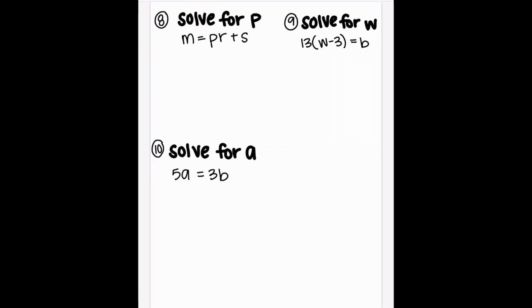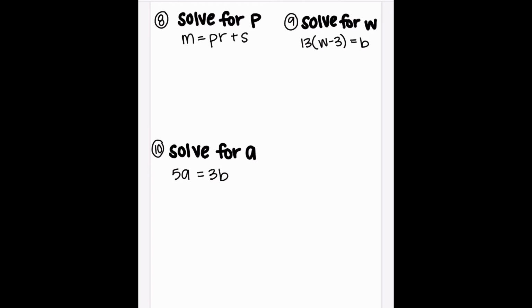Numbers 8, 9, and 10 are literal equations. You're not solving to get a single number, you're just rearranging the equation so that you have a certain letter by itself. That certain letter is told to us. For number 8, we want to solve for p. That means get p by itself.